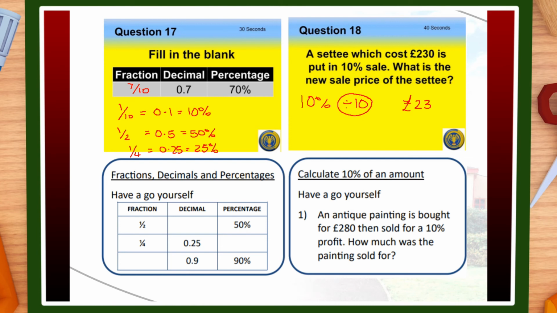But that is the amount I'm having off in the sale. So I still have to take that off my full price. Again, borrowing initially, 10 take away 3 is 7, 2 take away 2 is 0, and 2 take away 0 is 2. So the answer to that, £207. And there's a question below to try again.